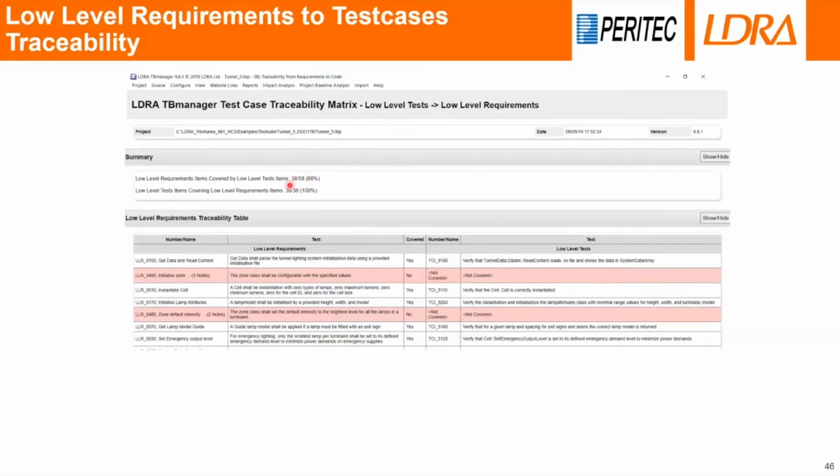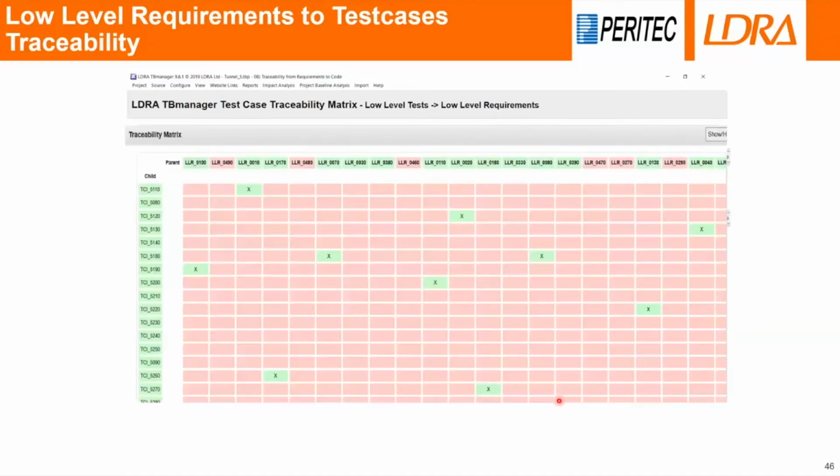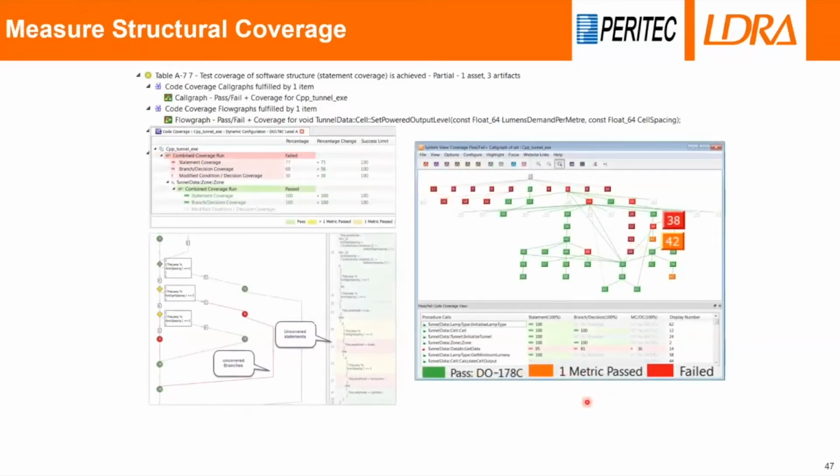So right now 66% is the requirement to test case coverage, and backward, if you see test case to requirements, it is 100%. So I have around 36 test cases available and 58 requirements. More test cases need to be created for some of the requirements which are missing. So this is the traceability table from low level requirement to unit test. You can see for some of the requirements, unit tests are missing. So we may need to create additional tests to ensure that 100% requirement coverage is there.